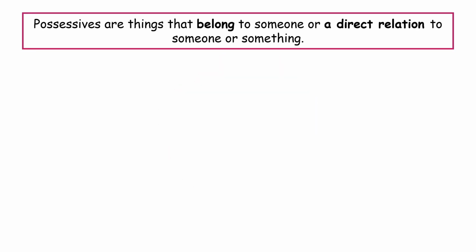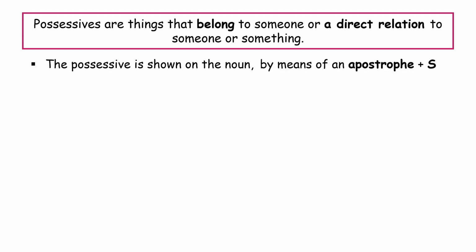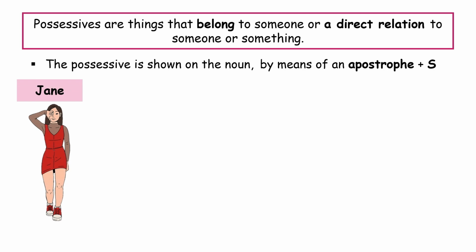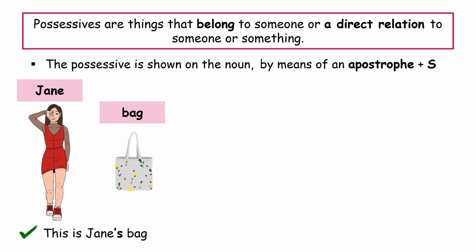So what are possessives? Possessives are things that belong to someone or a direct relation to someone or something. The possessive is shown on the noun by means of an apostrophe and the letter S. This is Jane. This is her bag. We say this is Jane's bag. The apostrophe and the S over here tell us that this bag belongs to Jane.